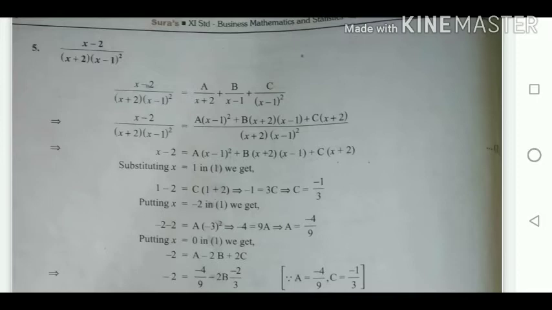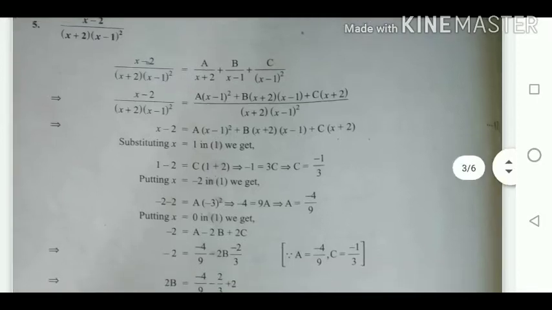So this is the model like third sum. Okay, so here after multiplying this, that is multiply by x plus 2 into (x minus 1) whole square, we are getting a into (x minus 1) whole square plus b into (x plus 2) into (x minus 1) plus c into (x plus 2). Therefore x minus 2 equals a into (x minus 1) whole square plus b into (x plus 2) into (x minus 1) plus c into (x plus 2).